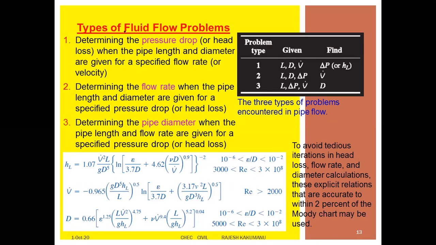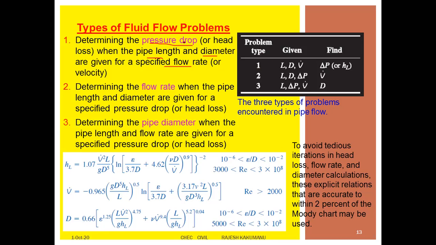Next, the types of fluid flow problems. How fluid flow problems arise based upon the types: determining the pressure drop or the head loss. So head loss and pressure drop are the same thing. First, determining the head loss, where the pipe length and the diameter are given for a specified flow rate. So there you should have the pipe length and the diameter given for the specified flow rate. That is the problem type.